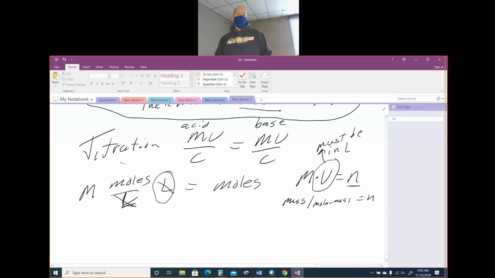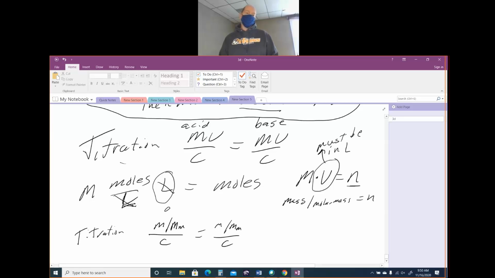And so you could have the same titration. If you have a molar solution, you have that equation. If you have solids, now you've got your mass over your molar mass, over C.